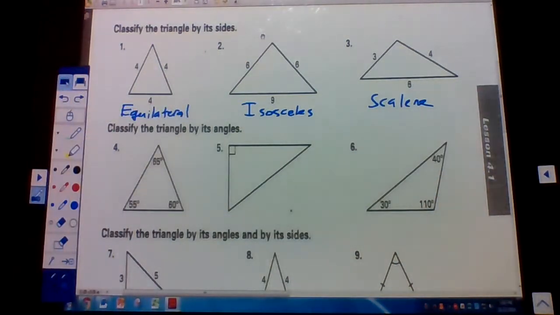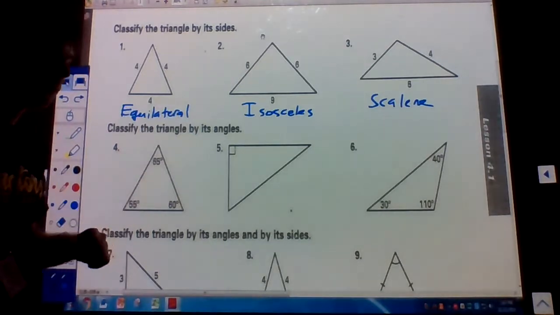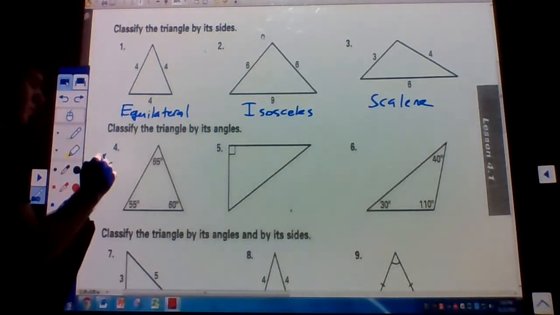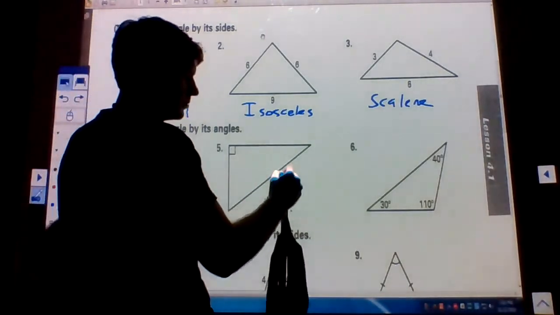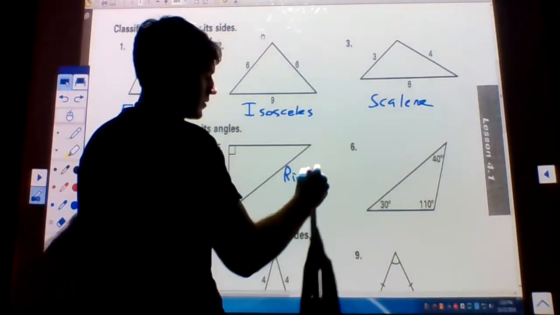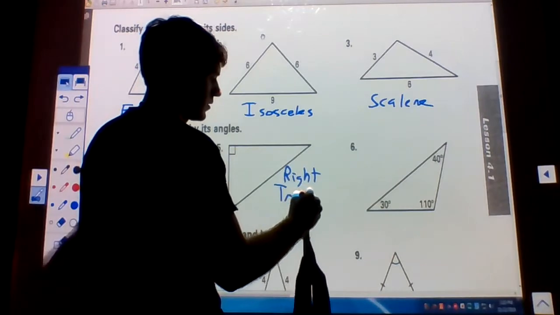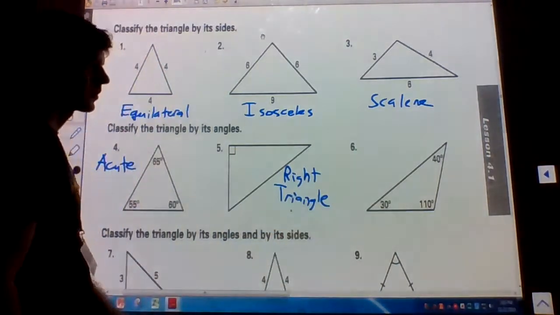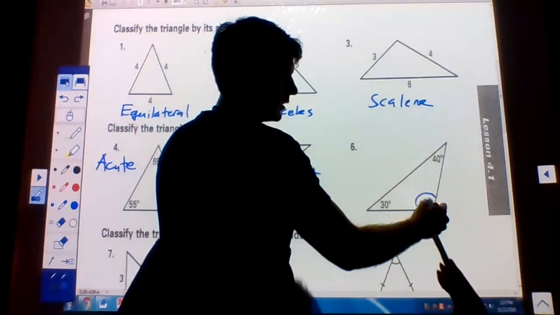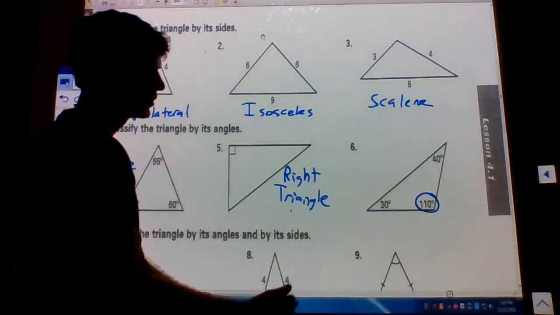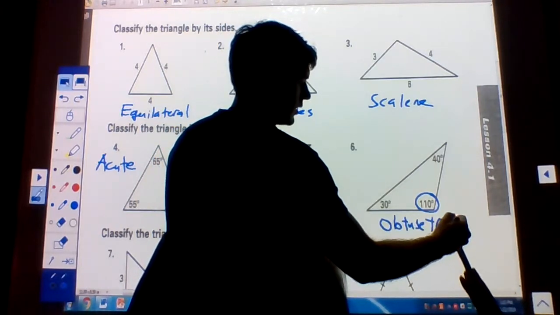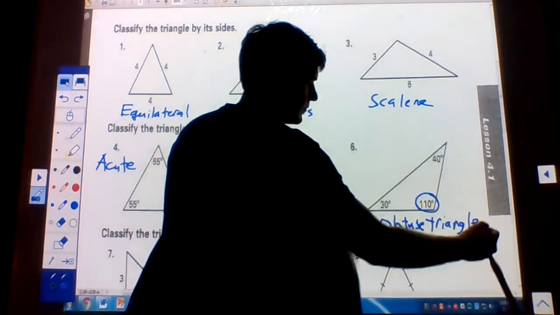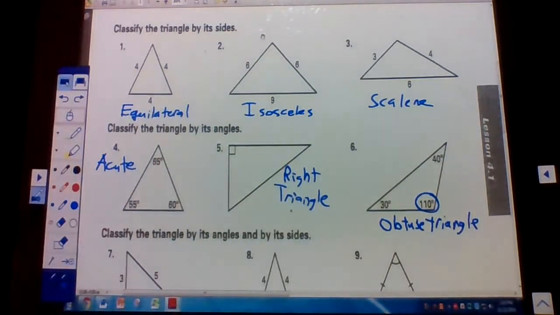Classifications by its angle. So if all three angles were less than 90, we called that acute. So this was an acute triangle. If we have a right angle, we called it a right triangle. Okay, and then we have one angle that's greater than 90. So one obtuse angle, we have an obtuse triangle. One angle is obtuse, the triangle is obtuse.